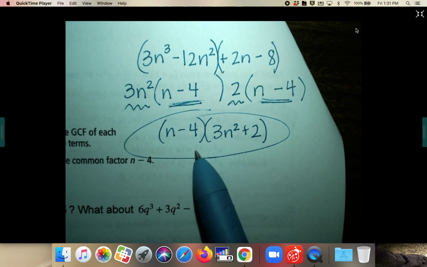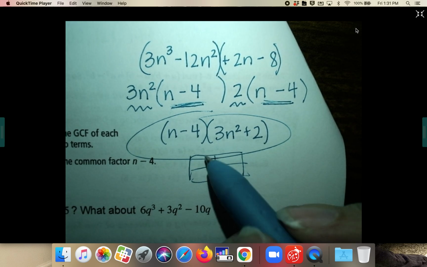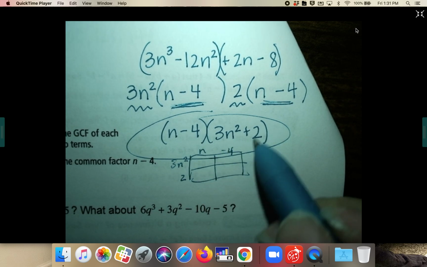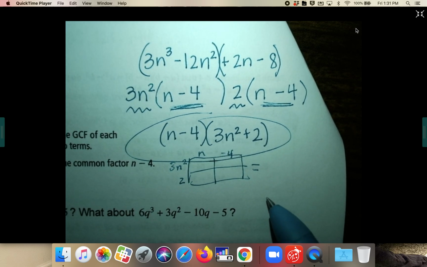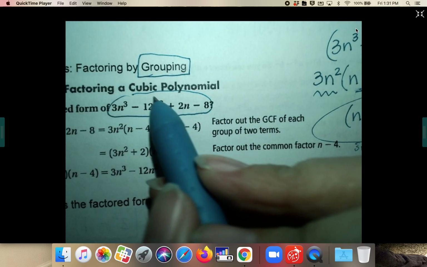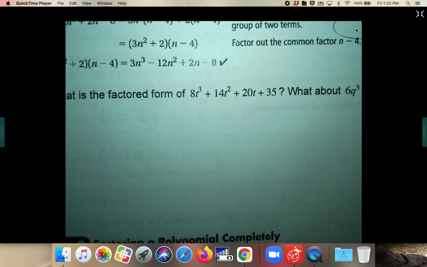You can check it, and if you box this or FOIL it, and I'm not going to take time to do that right now, but if you go ahead and do the n minus 4 and the 3n squared plus 2, which is what we got, your final answer is going to be this whole polynomial, which is what we started with. So you guys did that right. All right, let's try several more of these.